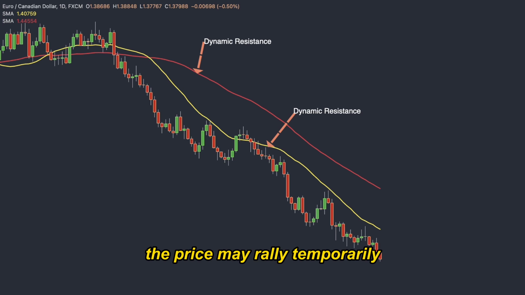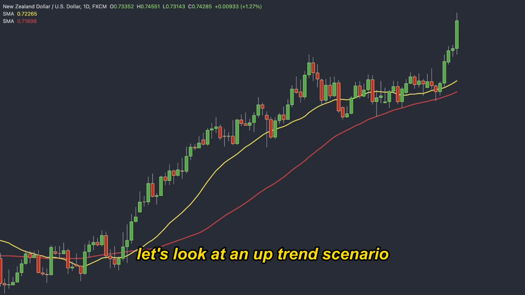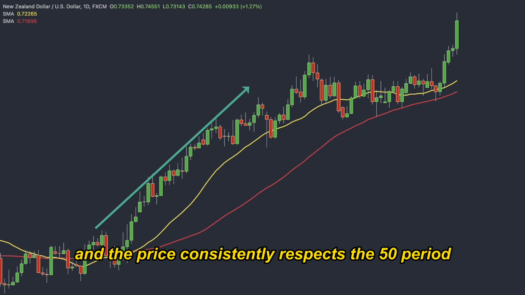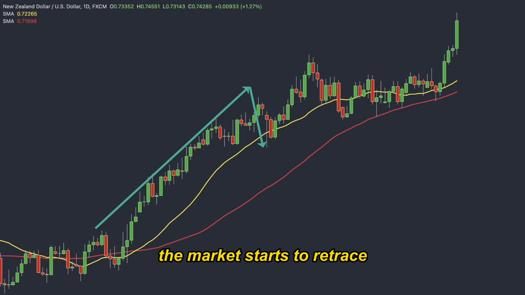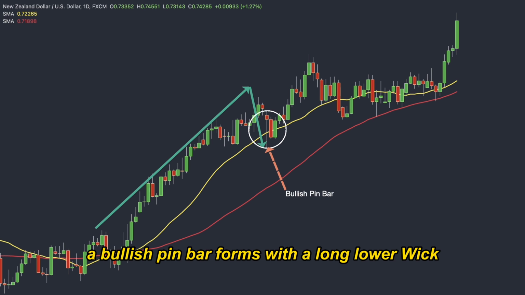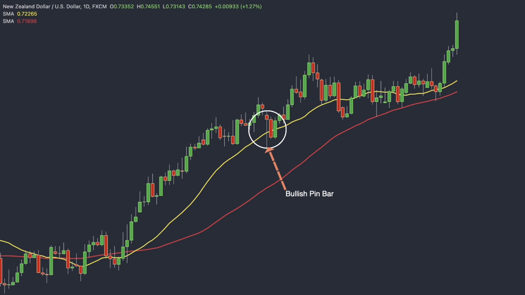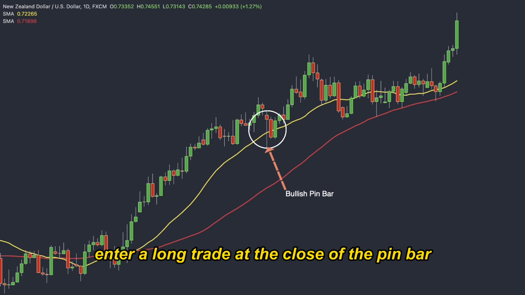In a downtrend, these same moving averages act as dynamic resistance. The price may rally temporarily but often gets rejected at these levels, as selling pressure increases when the price touches the moving average. Let's look at an uptrend scenario. The market is steadily trending higher, and the price consistently respects the 50-period moving average as dynamic support. The market starts to retrace, and as it approaches the 21-period moving average, a bullish pin bar forms, with a long lower wick, showing that the price tried to push lower but was rejected by buyers. This setup is a classic opportunity to enter a long trade at the close of the pin bar.